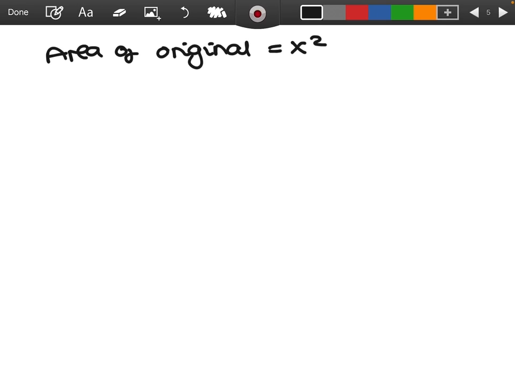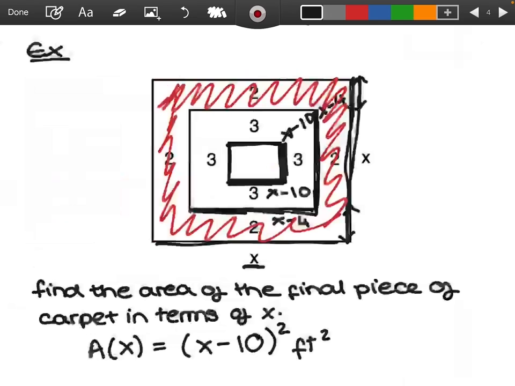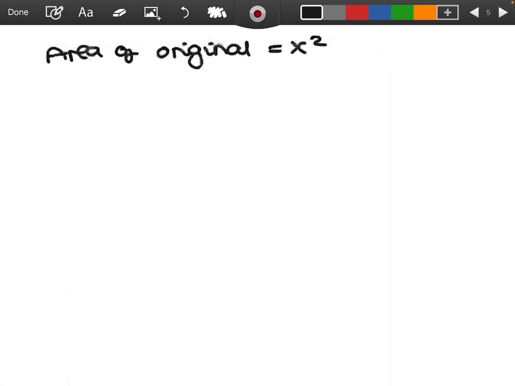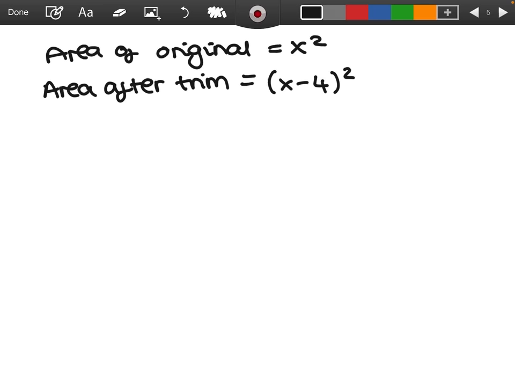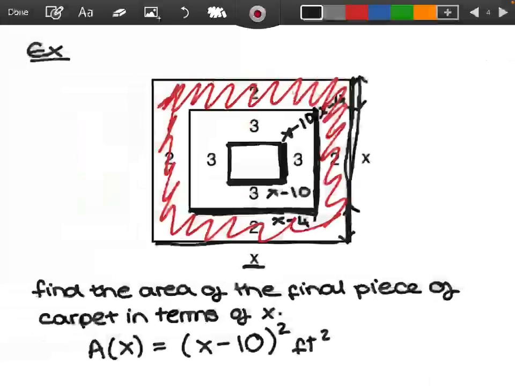So the area of my original carpet is x squared. Once I've done that first trim job, my carpet is x minus 4 by x minus 4. Okay. That means that the area that we had trimmed, so the area that we have taken away, the area of that red section there, would be the original minus what I'm left with.